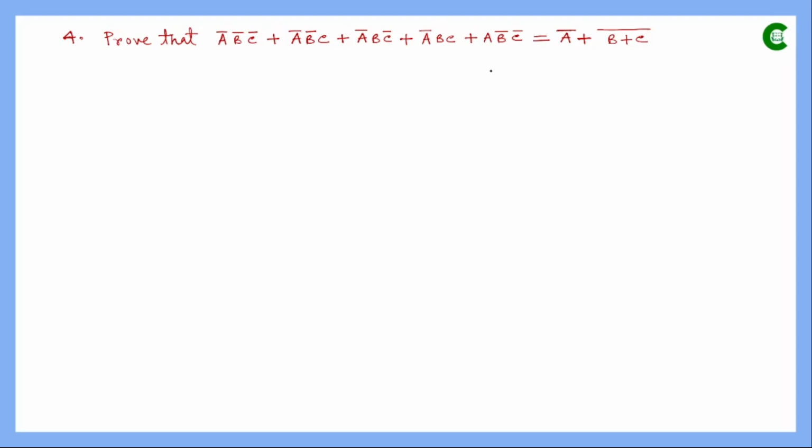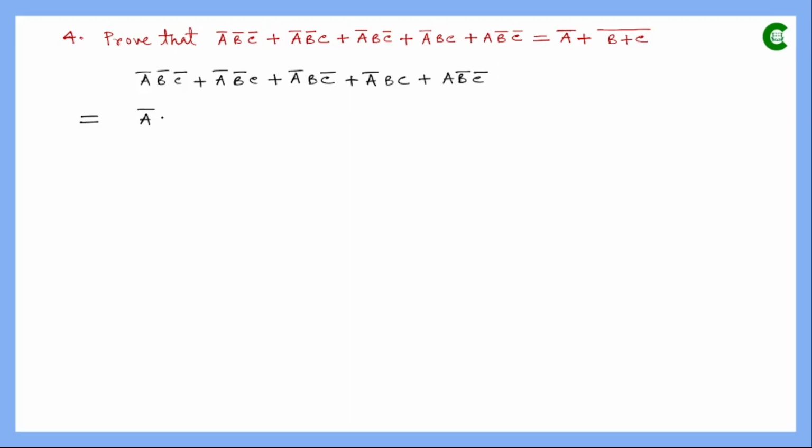So we will start with the expression that we have on the left side. In this expression, we have 5 terms, and between the first two terms, a bar and b bar, these two Boolean variables are common. And between the third and fourth terms, we have a bar and b, these two Boolean variables are common. So we will proceed accordingly.